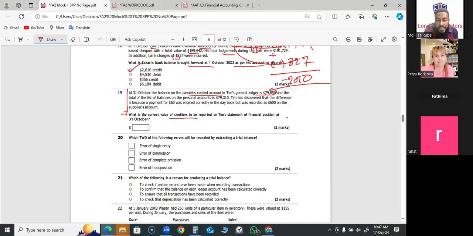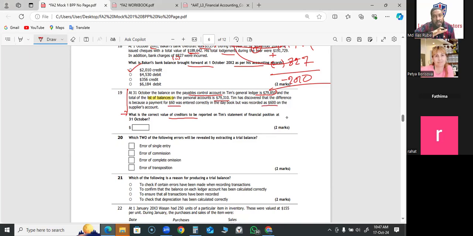Then the total of the list of balances. Guys, remember these words. List of balances means individual accounts. I have said this at the beginning of my lesson somewhere. We found this stuff, and it says the value is a little down, it was 850, it was 310. The team has discovered the difference is because a payment of 60 was entered correctly into the day book, but recorded as 600 on the supplier's account.